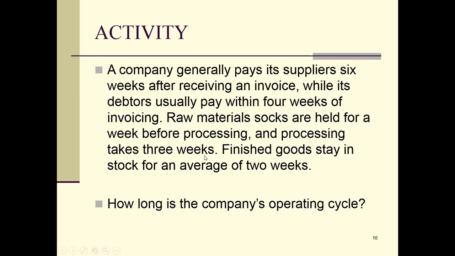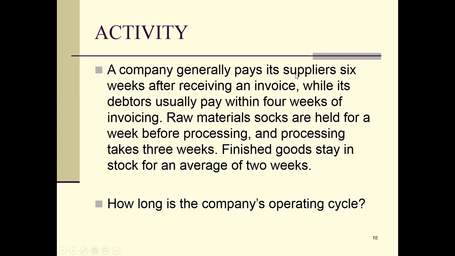Processing takes 3 weeks means when you put it on production floor, your production department takes 3 weeks to convert this raw material into finished product. And finished goods stay in stock for an average of 2 weeks. When your stock is ready, you place it in the store, but you are not directly shifting it to your customers. It takes around 2 weeks when you are able to deliver it to your customers. If all this information is given in a question, and the question is asking what is your operating cycle, so student, we will convert all this information into simple numerical work, and you will see how we will work on it.